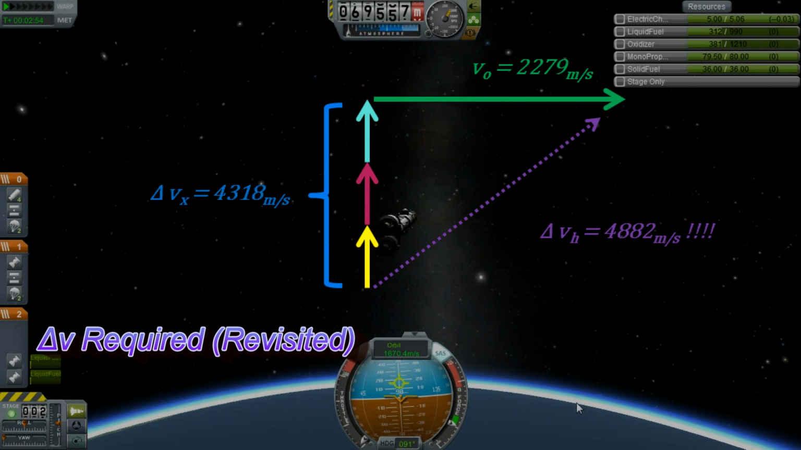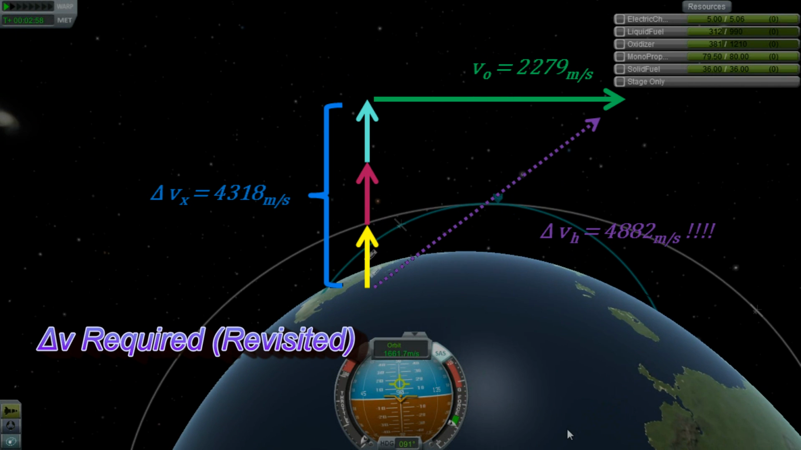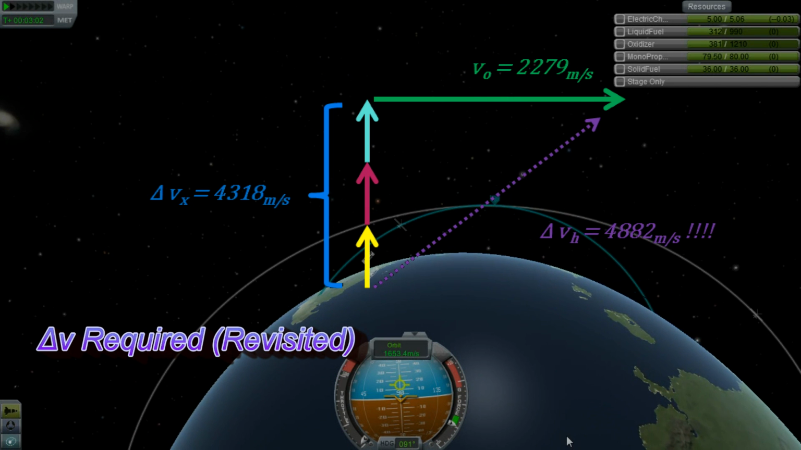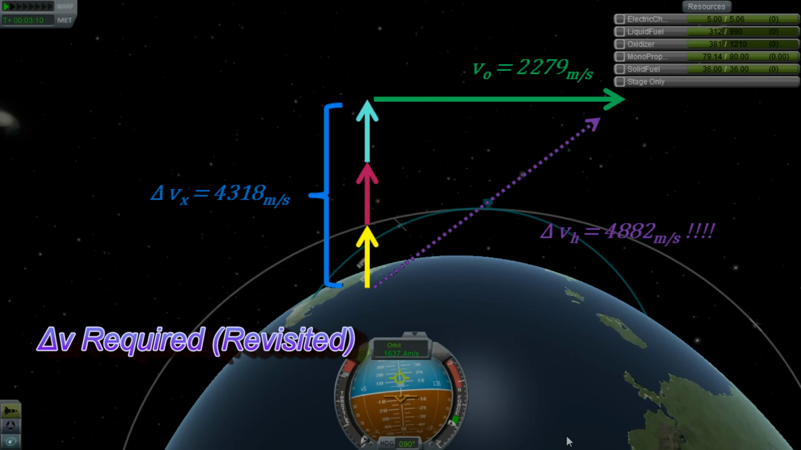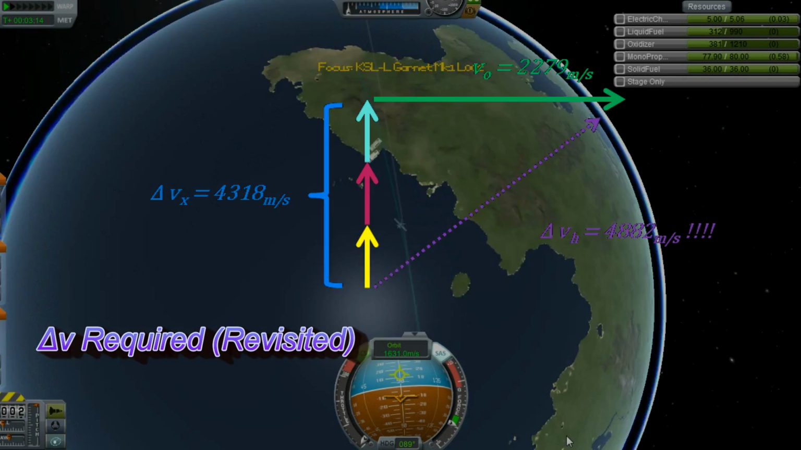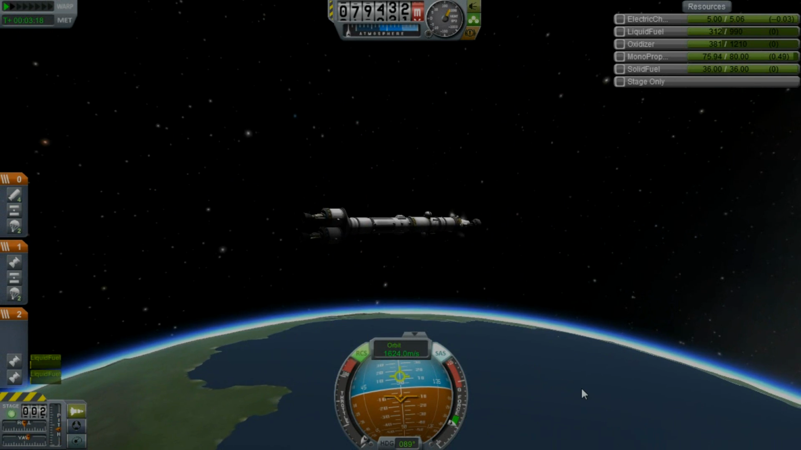Now again, this isn't very precise, and I have no idea if it'll actually bear out for other planets, but the calculation we get here is similar to the 4,500 to 4,700 meters per second that is on most Kerbal delta V maps.